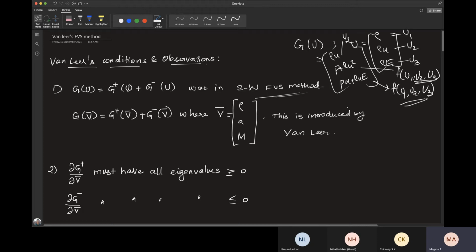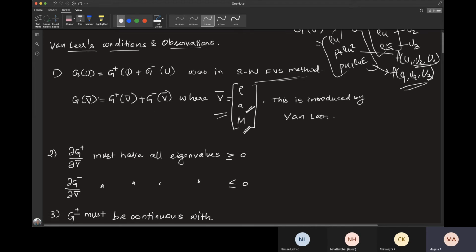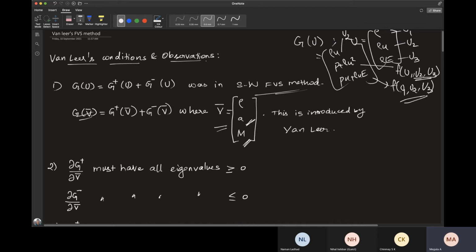What Van Leer does is he considers another vector. Instead of u, he takes another vector v bar consisting of rho, a and M, because he wants g to be a continuous function of Mach number, which is influenced by a. He is taking this vector instead of the actual conserved variable vector. So now he is splitting this g. Anyway, g is going to remain the same.